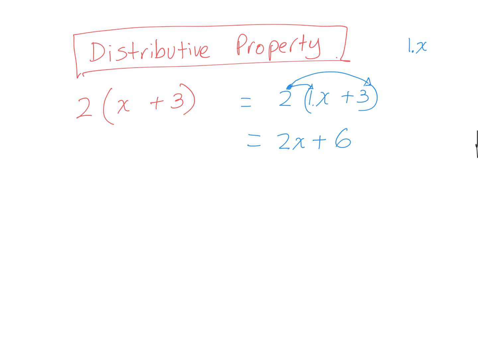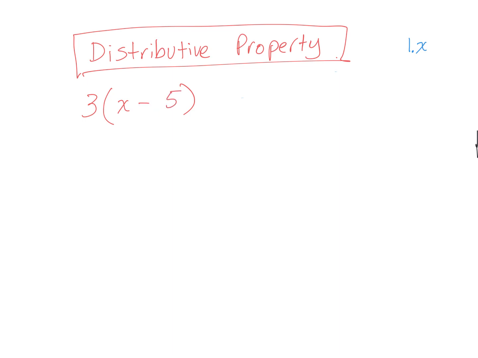Let's try another one. So if I put another question. Let's say we have 3 outside. And we have maybe x minus 5. And let's put a number in front of the x, maybe a 2x. So in this case, we'll multiply these two, and we'll multiply these two. So we'll get 3 times 2, which is 6. And then we have the x, and then a minus, and then 3 times 5, which is 15.